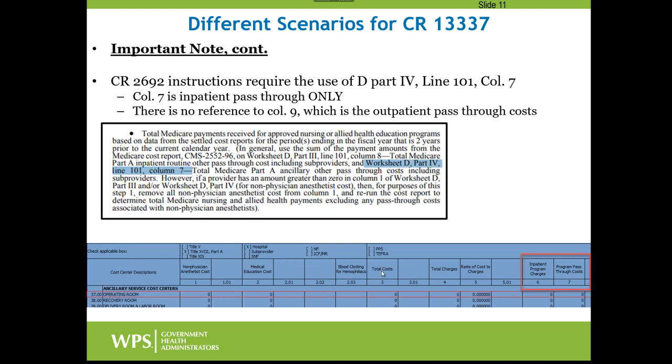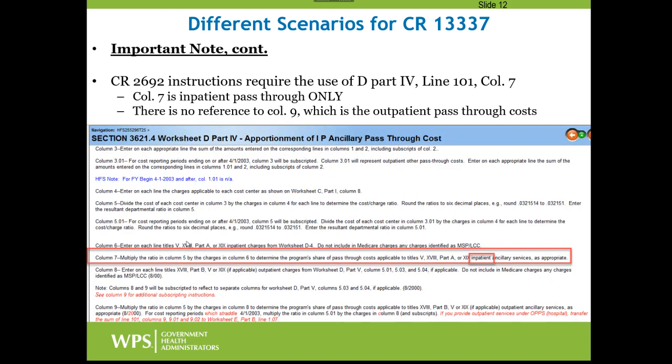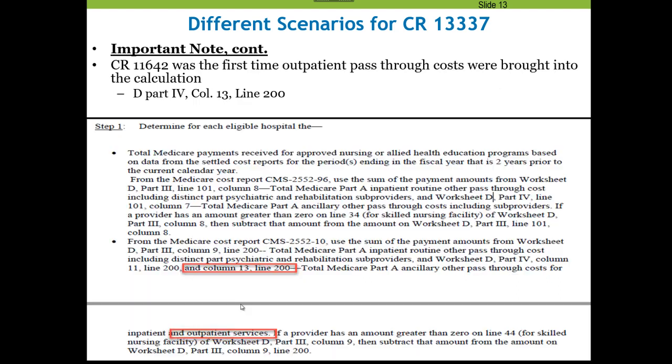If you notice, this is an excerpt from the old 2552-96 form set. Column 7 is inpatient. You can see that right here. Column 7, inpatient pass-through costs. Column 9 down here would be your outpatient ancillary service pass-through costs. There's no reference to that. So we cannot use outpatient pass-through costs in our calculation.